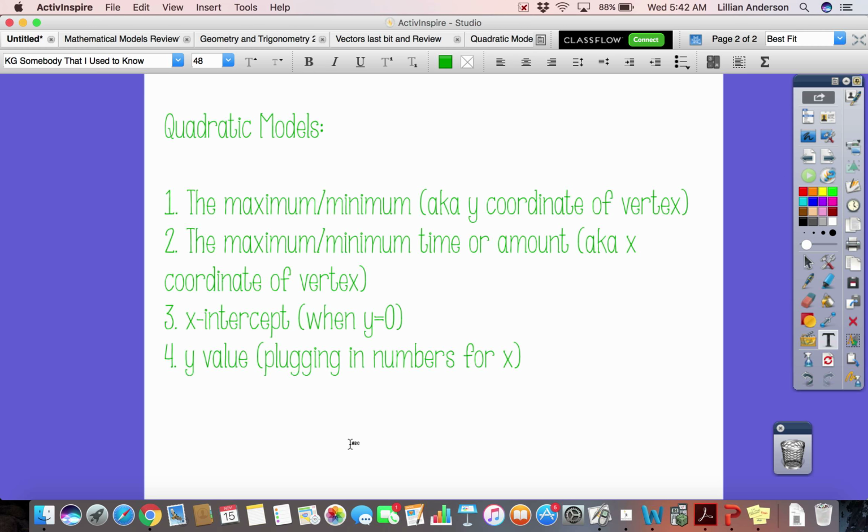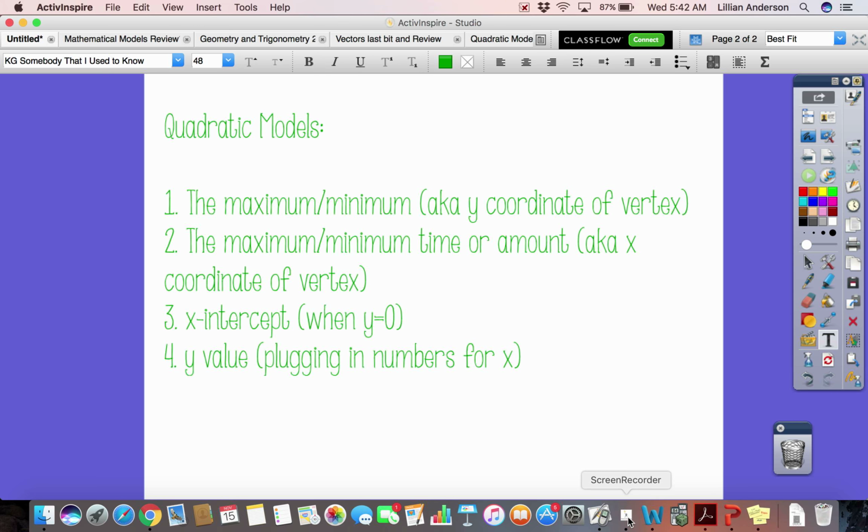Sometimes you have to plug in 0 for y, and that means you're looking for your x-intercept. Something like how long would it take for the rocket to hit the ground. You're looking for the x-intercepts there. And then, of course, the problems where you just plug in numbers for x, and usually x or t represents your time. And so then you just plug in to get your y value. So you're going to be doing one of those four things. You're really not going to do anything outside of that. But this is just refreshing your memory about it.